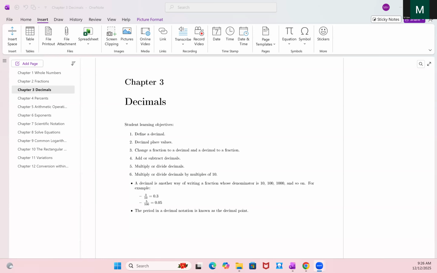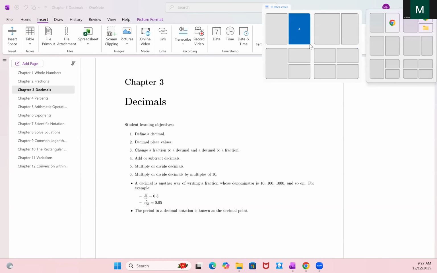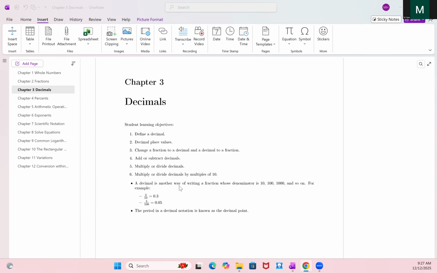Chapter 3, decimals. The student learning objectives are: define a decimal and place values, change a fraction to a decimal and a decimal to a fraction, add or subtract decimals, multiply or divide decimals, and multiply or divide decimals by multiples of 10. A decimal is another way of writing a fraction whose denominator is 10, 100, 1000, and so on.